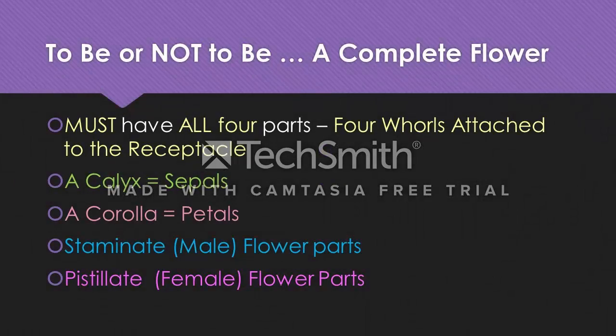So now let's put all these parts together. We have the sepals, we have the petals, we have our reproductive parts. What does this create? It creates a complete flower. In order for a flower to be complete, it must have all four parts.